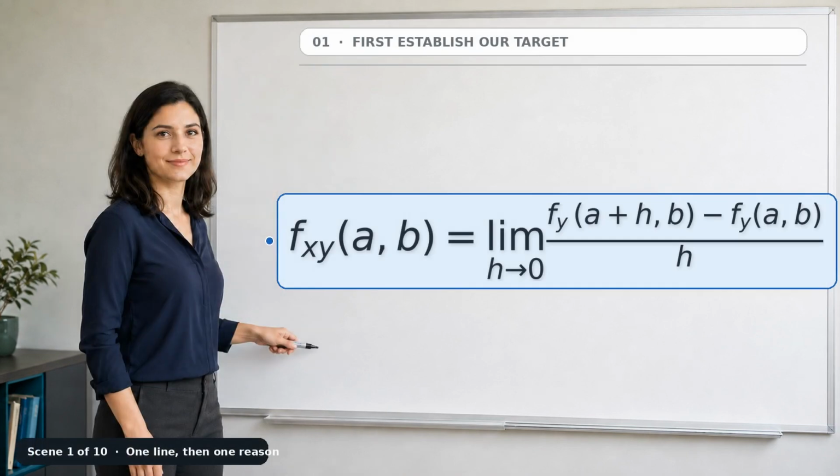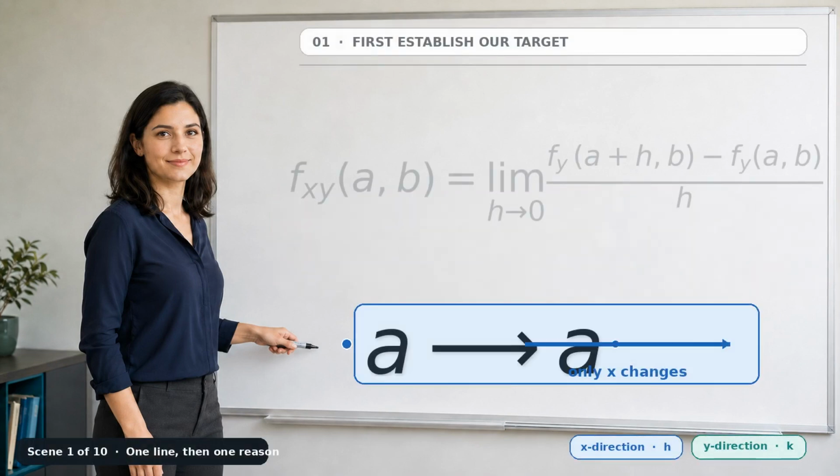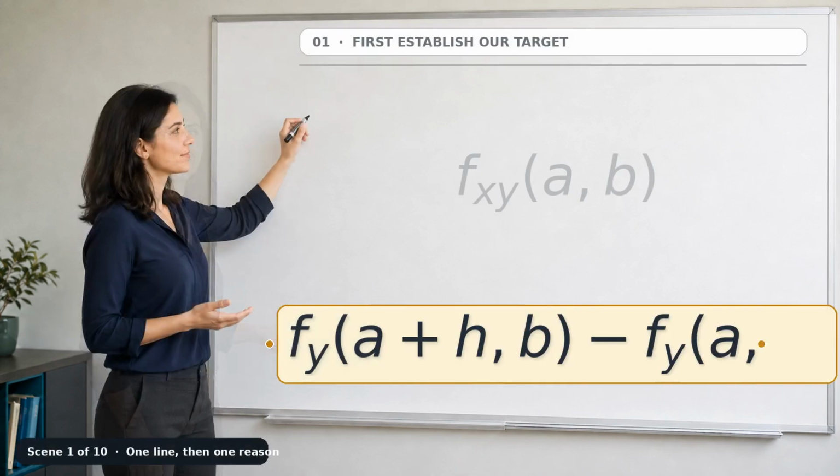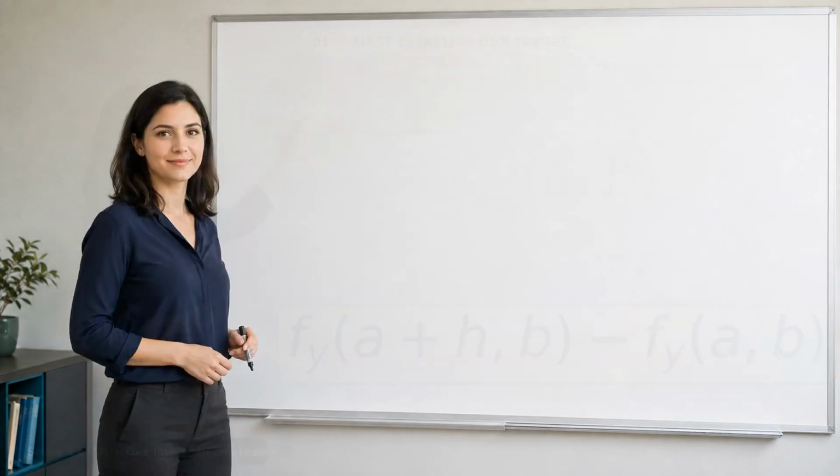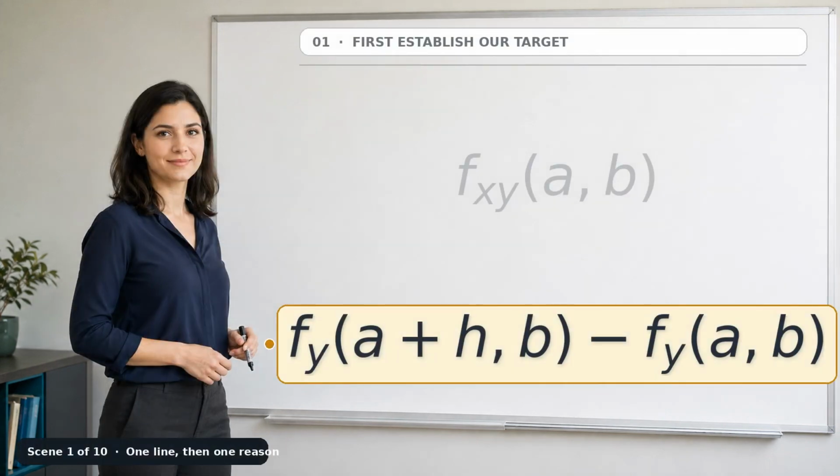Look carefully. The y-coordinate remains fixed at b. Only the x-coordinate changes. We move from a to a plus h. Therefore, our immediate problem is to understand the difference: f sub y at a plus h comma b minus f sub y at a comma b. How can we obtain those two f sub y values from the original function f? That question forces our next step.